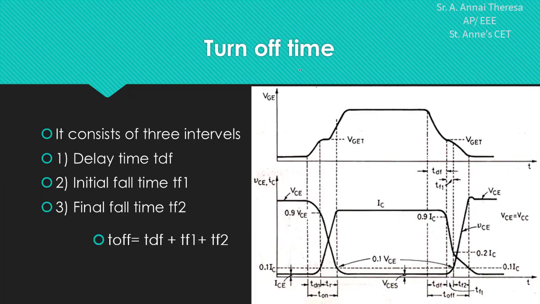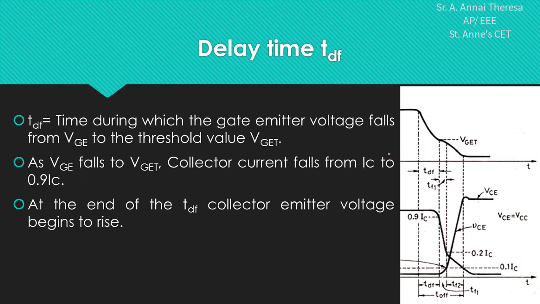Then turn off characteristics. It also has three time periods, that is delay time, initial fall time and final fall time. So T off is equal to TDF plus TF1 plus TF2. First, delay time. See here, this is the delay time. So what is happening at this time?